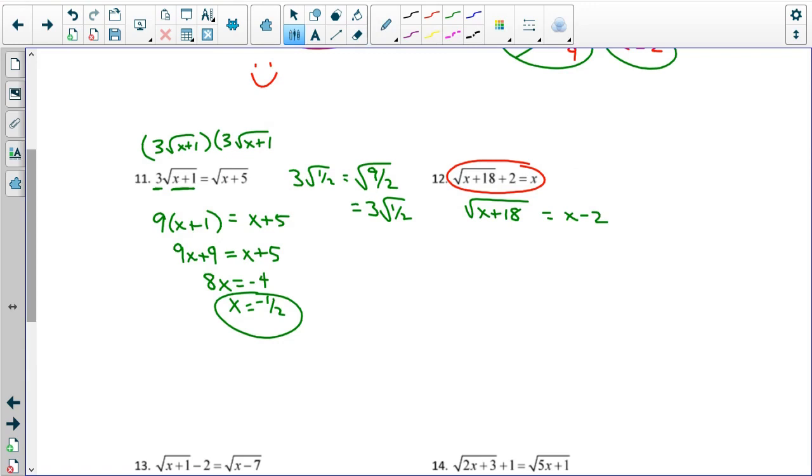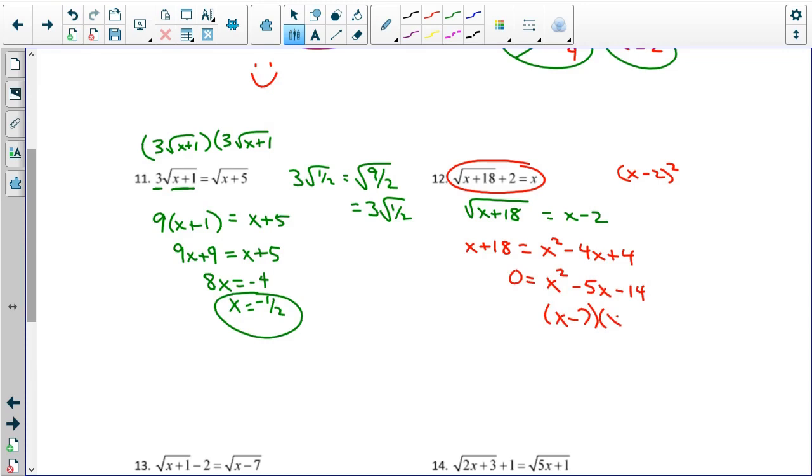So I subtract 2 from both sides. Now I can square both sides, and I get x plus 18 equals x squared minus 4x plus 4 when I square x minus 2. Now I will subtract everything all the way over to one side. So I get x squared minus 5x minus 14 equals 0.